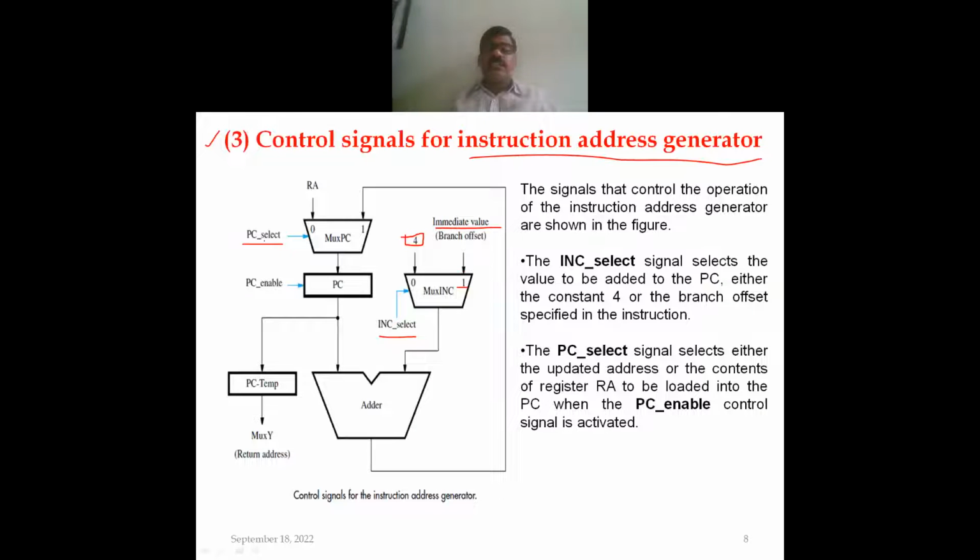Then another important control signal is PC_select. It will select either the updated address, which is the output of this adder, or the contents of the register RA. And another one is PC_enable, which is also a control signal. This is enabled when the PC value is loaded with the RA register contents, so that when it is stored in the PC_temp register, which is nothing but the return address, it will be used when we are using subroutine calls.